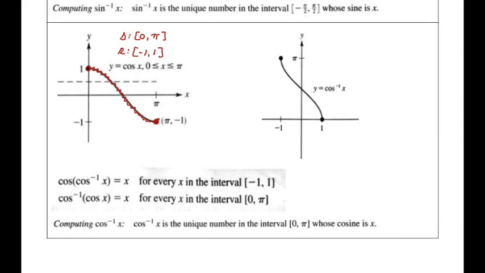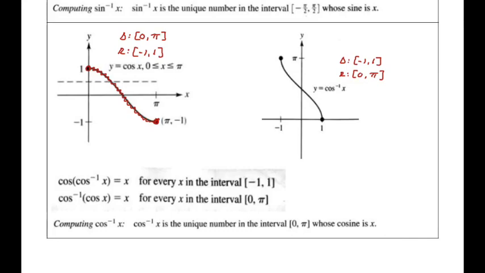Now if I want to look at the inverse cosine function, or cosine inverse of x, or arc cosine of x, the domain of one should be the range of the other, and the range of one should be the domain of the other. So the domain of my inverse cosine function should be negative 1 to 1. My range should be 0 to pi.